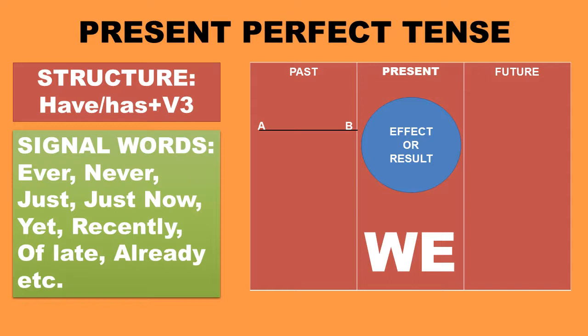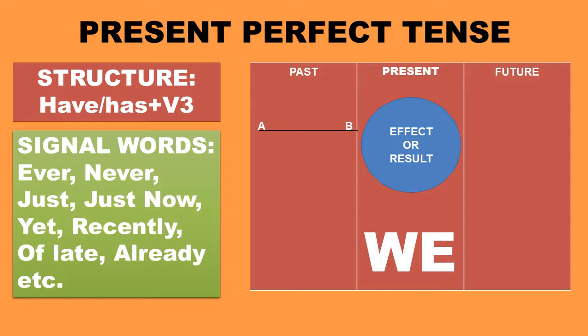Now, point A is the beginning of an action. So the action started in the past, and the action got finished on the border of past and present, meaning just now. What we have in the present is that we feel the effect or the result of the action that is completed just now. So in that case, we use present perfect tense.